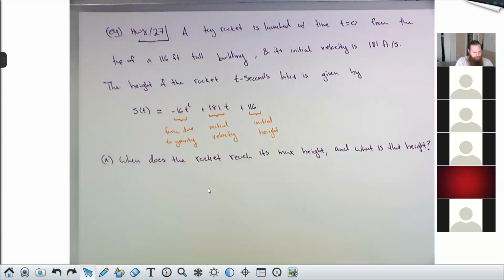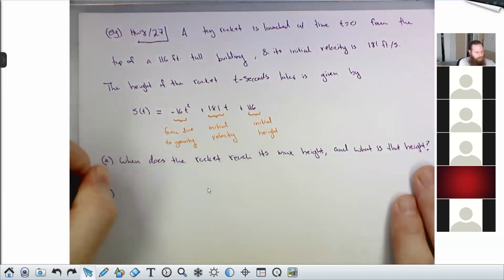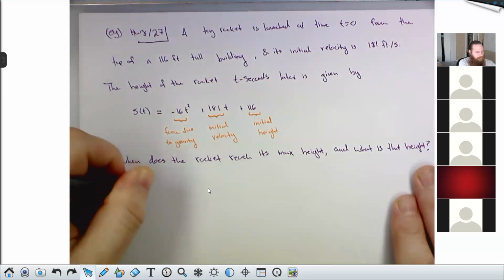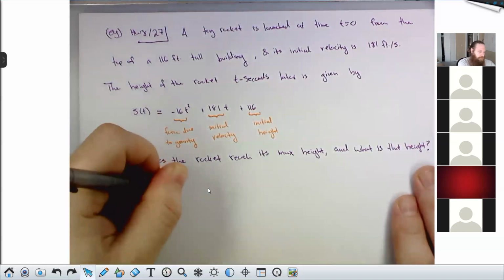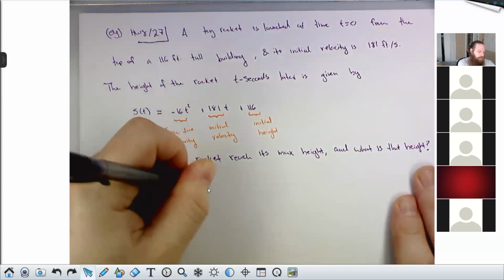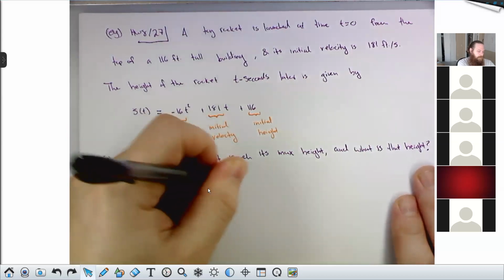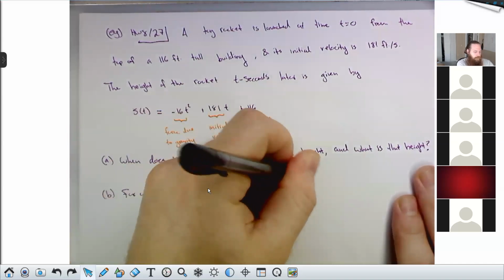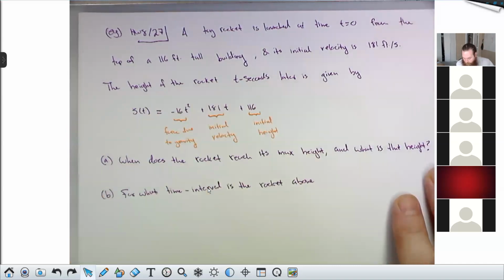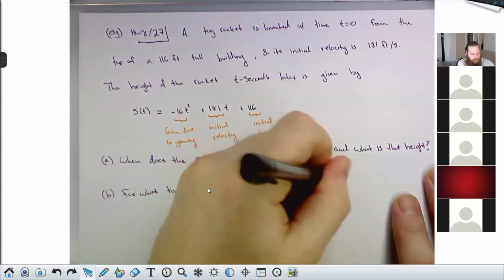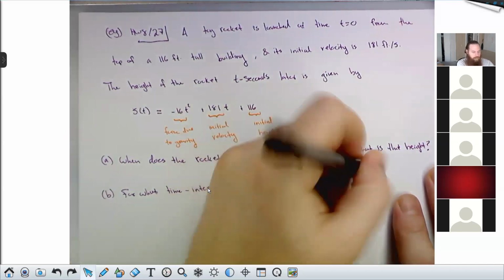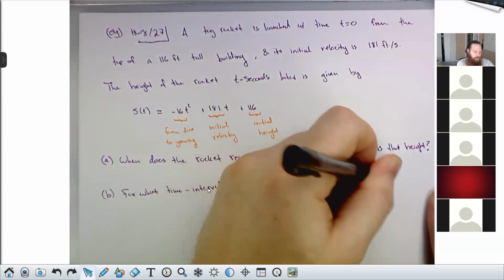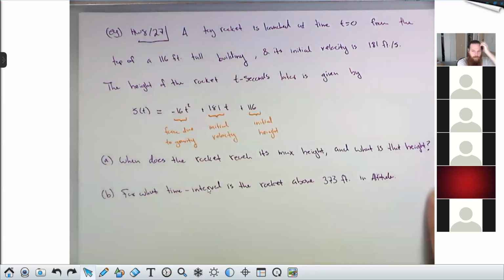They want to know for what time interval is the rocket above 373 feet in altitude, meaning height above the ground. And they want to know, when does the thing hit the ground?